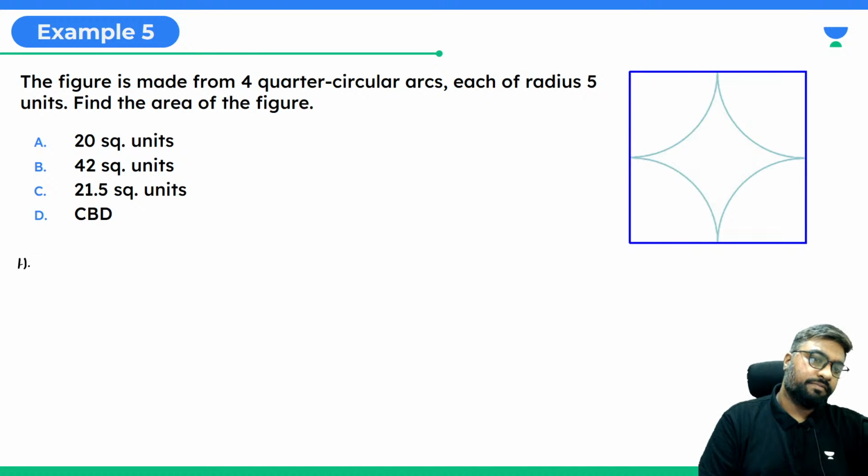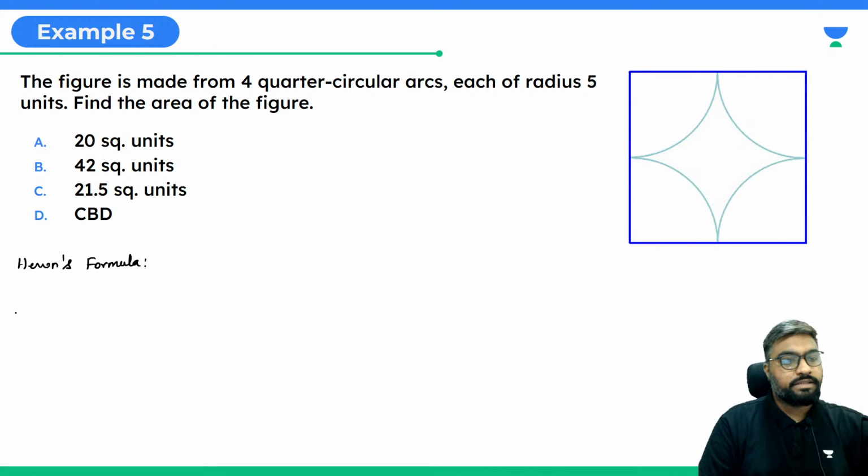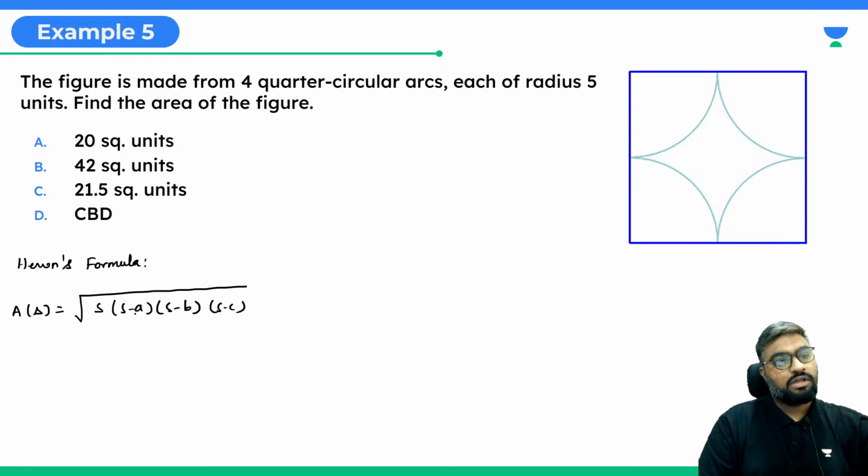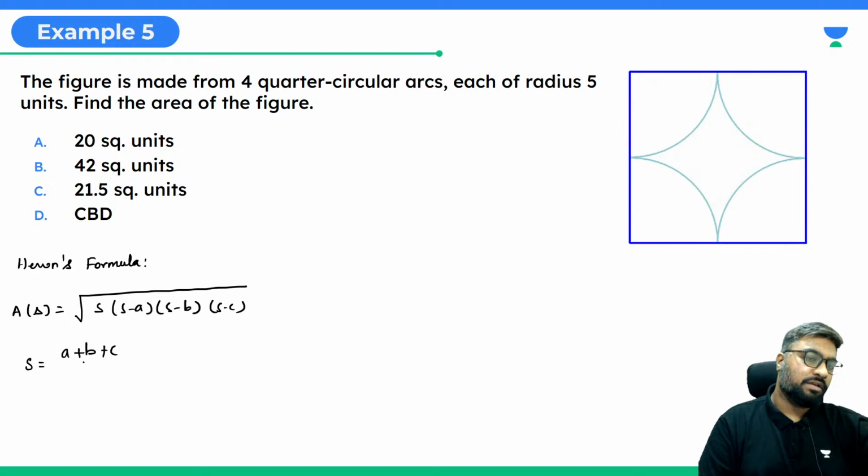Heron's formula says the area of a triangle is equal to the root of S into S minus A into S minus B into S minus C, where A, B, C are the sides of the triangle and S is half of the perimeter, the semi-perimeter.